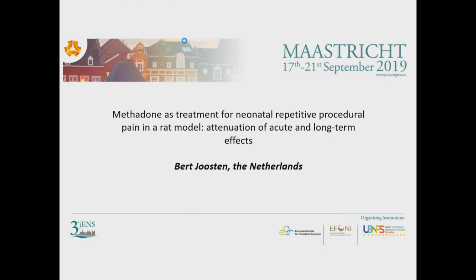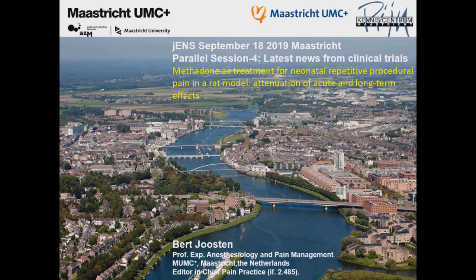So, let me see. Now, this is a picture of Maastricht. We are about here now, and you can see here the Maas, and you can see the elegant city, and I'm sure you will visit it in the forthcoming days.